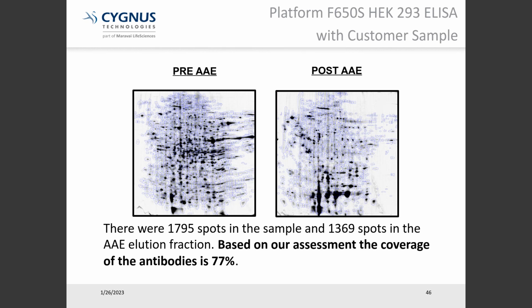This is a 650S, again a different customer sample. You can see it's almost 1,800 spots in pre and close to 1,400 spots post. Here again, the coverage was 77%. So again, we're trying to demonstrate that the antibodies are broadly reactive, and 77% is still considered to be an acceptable coverage number for an ELISA.